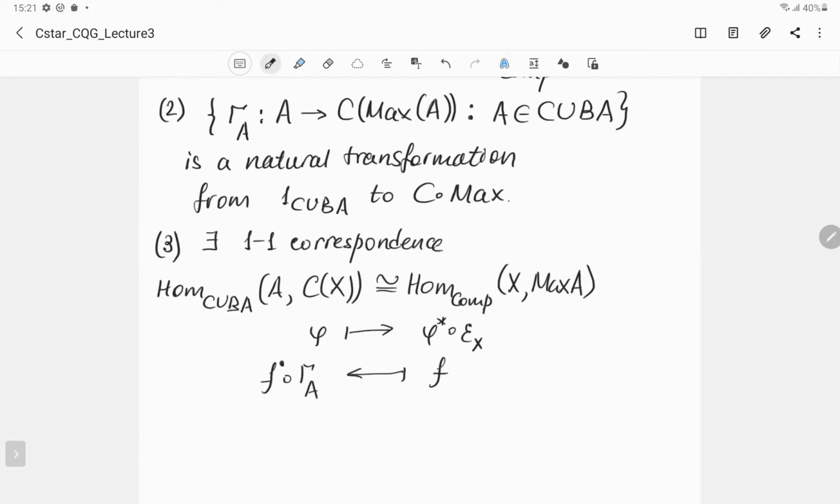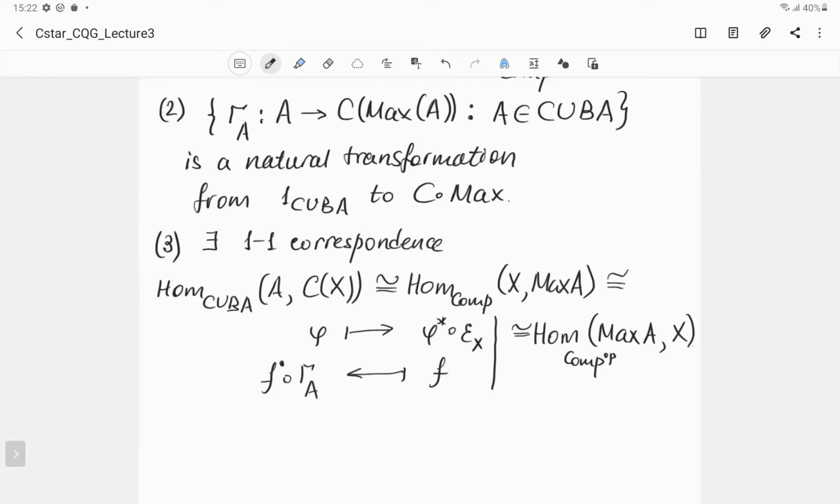What does that mean from the viewpoint of category theory? For convenience, let's look at the dual category to the category of compact Hausdorff spaces. If you write this in terms of the dual category, we see that the second set here is the set of morphisms in the dual category from max of A to X. And this one-to-one correspondence is natural.